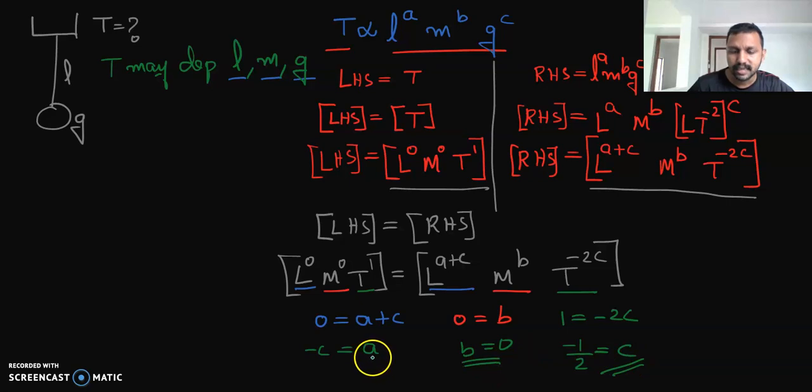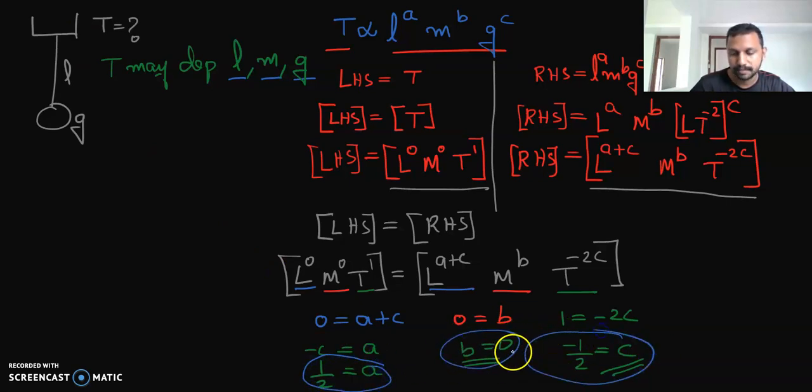And since A equal to minus C, we will get the value of A as minus of minus 1 by 2. Minus of minus 1 by 2 is 1 by 2. Okay. From these equations, we are getting the values of A, B and C.